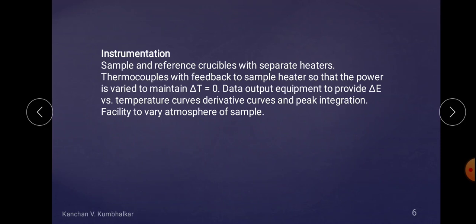Now instrumentation: a sample and reference crucible with a separate heater, and thermocouples with feedback to the sample heater so that the power is varied to maintain delta T equal to 0. The data output equipment provides delta E versus temperature, that is delta H upon delta T, which is nothing but counted as delta E versus temperature. This is the curve, with a derivative curve, peak integration and the facility to vary the atmosphere of the sample. This is the main point, that the atmosphere can be varied as per requirement.